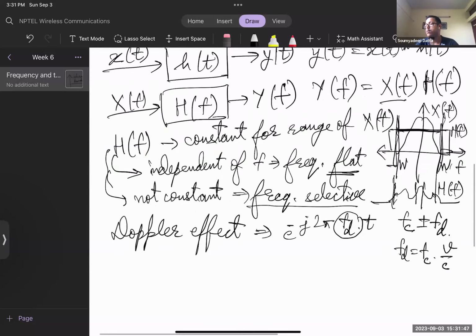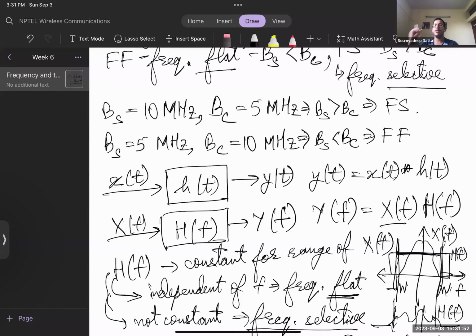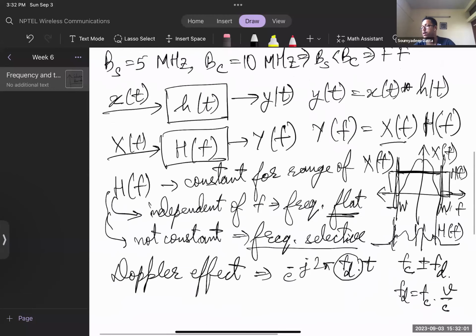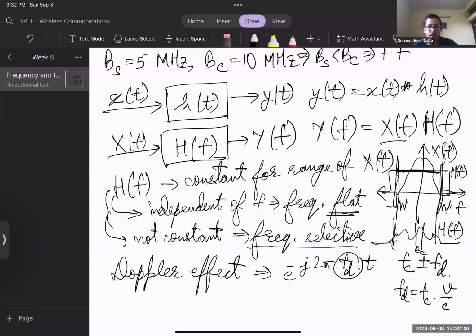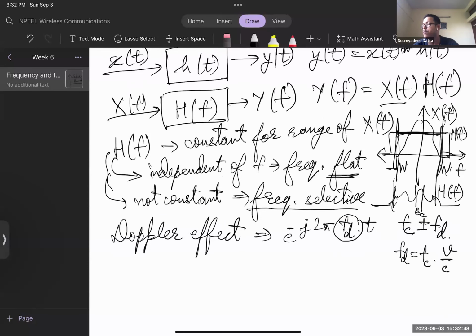You are trying to compare the frequency range for which your channel is not fluctuating too much with the signal bandwidth. Here you have a very small coherence bandwidth, BC is very small, and BC is less than the signal bandwidth. If this happens, then the channel becomes frequency selective. Some frequencies are amplified, some are attenuated, or less amplified. But in the first case, the channel looked almost like a flat line, maybe a little bit squiggly is okay. The channel roughly stays constant for the bandwidth of the signal. That means in the frequency domain, H of f is almost independent of f. So you can basically write Y of f equal to some H times X of f.